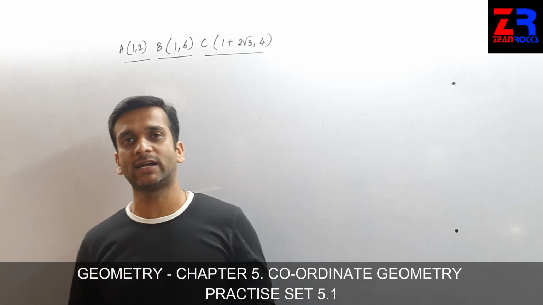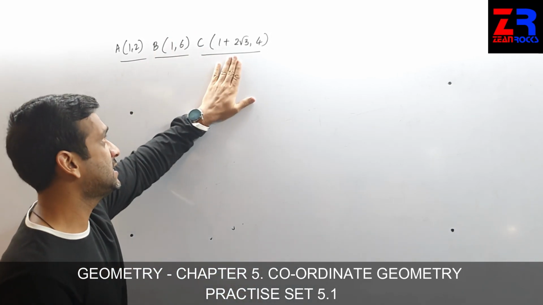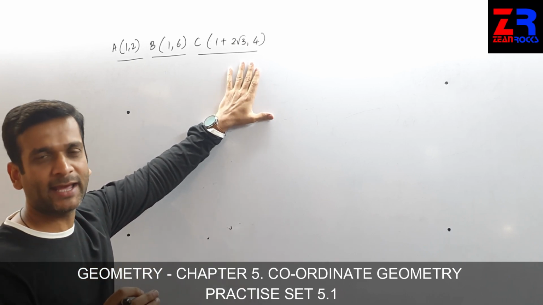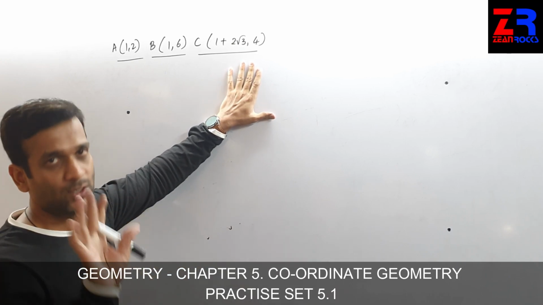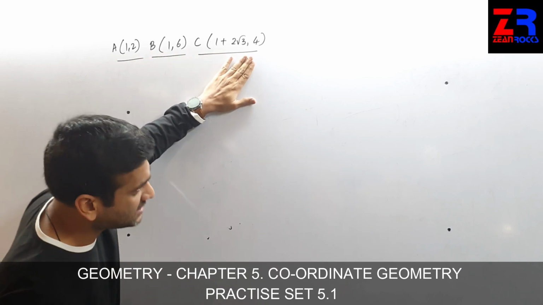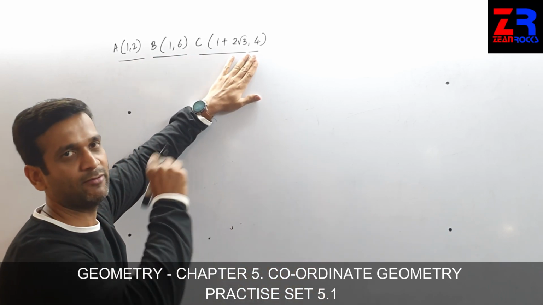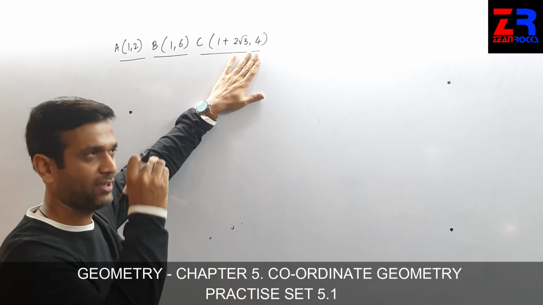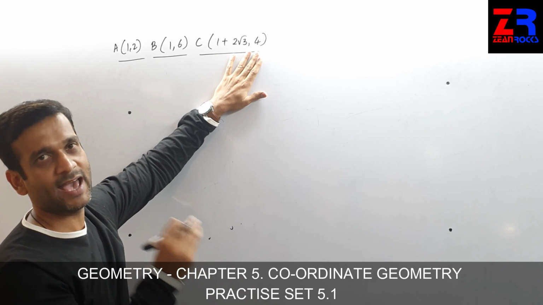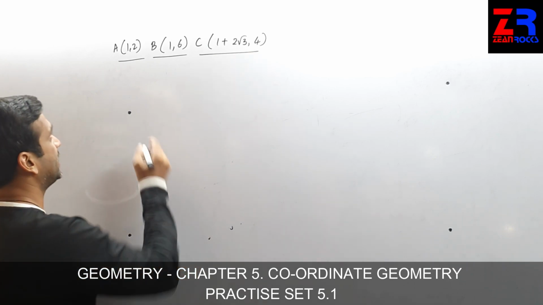We are asked to show that A, B, C are the vertices of an equilateral triangle. Now equilateral triangle means where all the sides are equal. So I will find AB, then I will find BC, then I will find AC. All sides are equal. Then I will write a conclusion that if AB is equal to BC is equal to AC, the triangle is an equilateral triangle. So first I will find out AB.